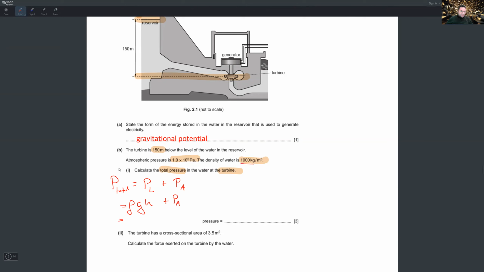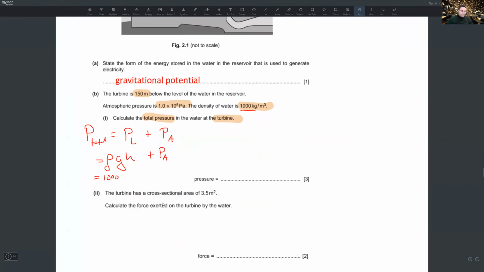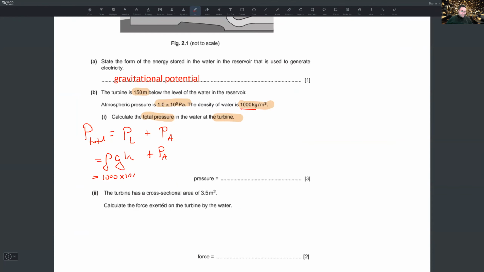الدنسيتي بكام؟ 1000. الجي بكام؟ I mean, again, this is from 2022, the numbers are designed على أساس إن الجي 10، ها؟ فيطلع 1000 times 10 times 150. حتى بصوا على الأرقام دي nice and clean. يعني هيطلع لي 1,500,000. هو قاصد أرقام تطلع حلوة. 9.8 will change the numbers a bit, فهي will change or the examiner will change the numbers a bit عشان تطلع برضو أرقام حلوة. Plus الاتموسفيريك اللي هي 1 times 10 power 5.